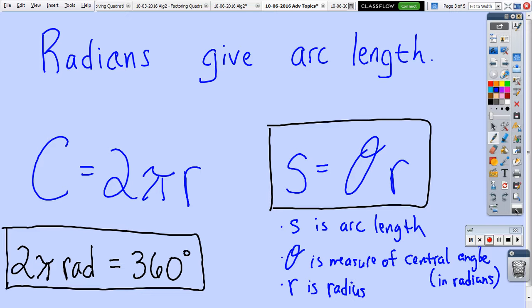So this formula gives you the measure of any arc length. If you know the measure of the central angle and you know the length of the radius, you can find the arc length. So let's see a problem. What does S stand for? S means arc length. And you might ask, why use the letter S? It's just the arc length. That's the actual distance of going along the perimeter of the circle. That's the arc length.